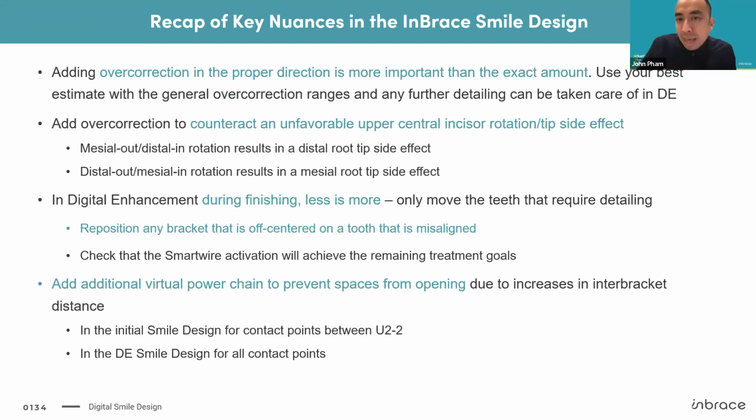And I think at a high level, we're working on some intelligent force system stuff where a lot of this overcorrection stuff is going to be handled in the background and people don't have to worry about visualizing these things. Can you talk a little bit about that? Yeah, we're working on it right now. It's in beta with the in-studio providers and a very small group, where we're going to move some of these overcorrections behind the scenes. The virtual power chain and the rotation tip side effect is where we're starting.